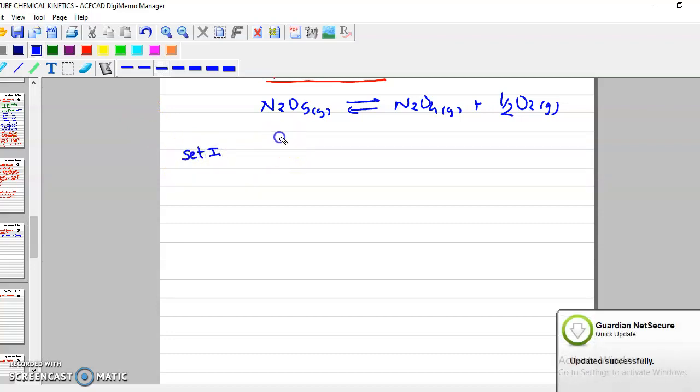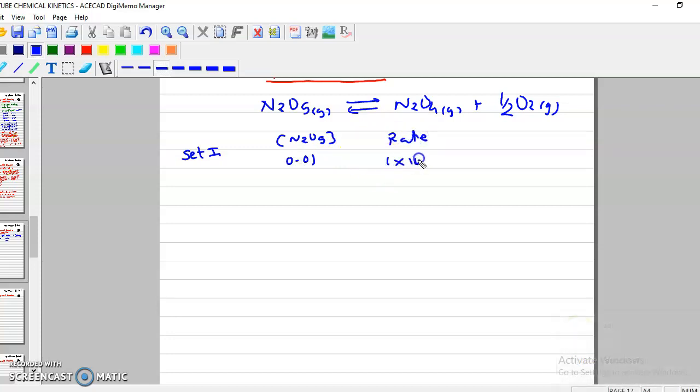we took the concentration of N2O5 as 0.01 mole, and we found the rate of reaction was 1 into 10 raised to minus 5 mole liter inverse time inverse. Now in the second set, we changed the concentration of N2O5. We took double of this, that is 0.02 mole, and we found the rate is 2 into 10 raised to minus 5 mole per liter per time.